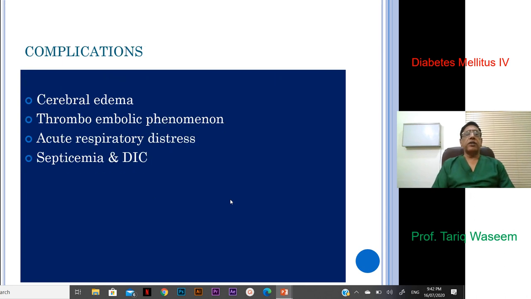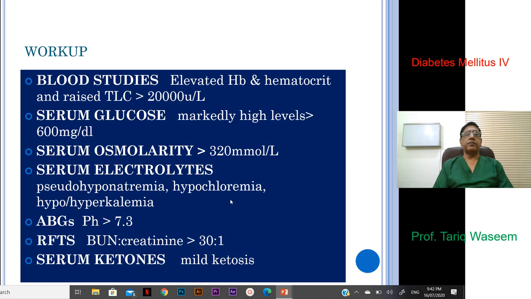The complications of the hyperosmolar state are because of marked dehydration and marked hyperviscosity, in the form of cerebral edema. They may develop thromboembolic complications. They may develop acute respiratory distress as in DKA, and they are also prone to develop septicemia and disseminated intravascular coagulation. Their hemoglobin or hematocrit is elevated because of dehydration.